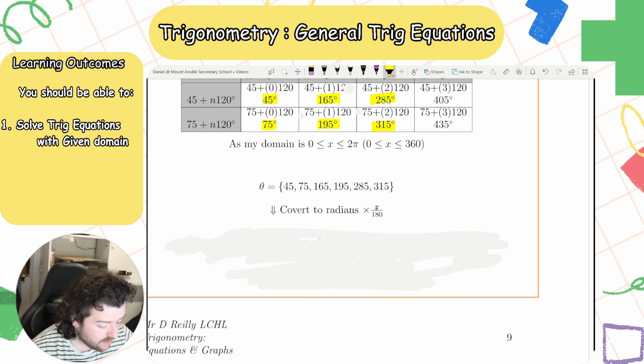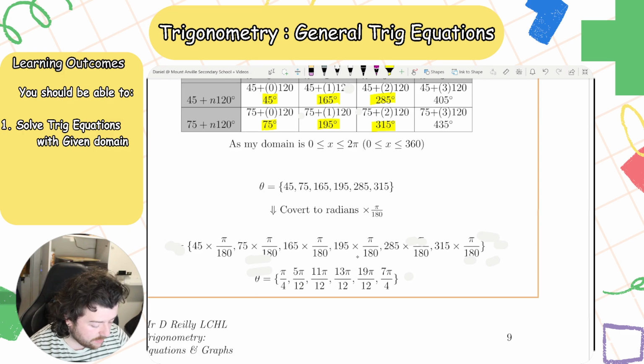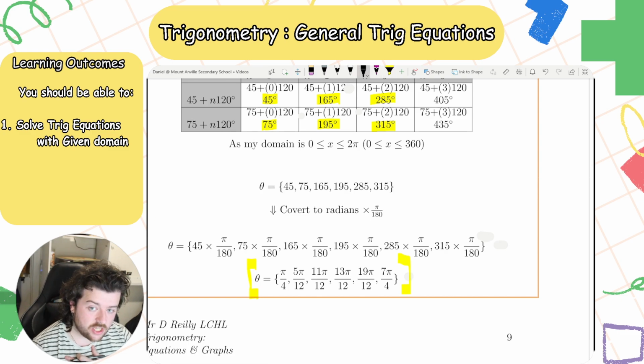Then to convert to radians, I multiply by pi over 180. So I multiply everything by pi over 180 and I get all these solutions here. I would do them all out for you, but I hate fractions. See what I mean? All these nasty fractions. So I multiply every one of these by pi over 180. 45 times pi over 180 is a quarter pi. 75 times pi over 180 is 5 pi over 12. Imagine working with 5 pi over 12. 165 times pi over 180 is 11 pi over 12, etc. So make sure to always include your answers in the relevant units.